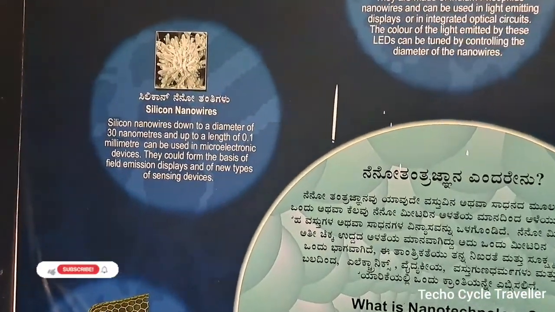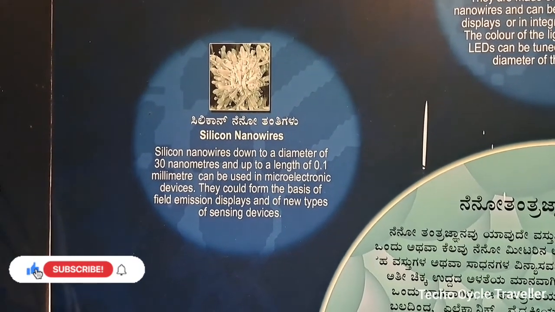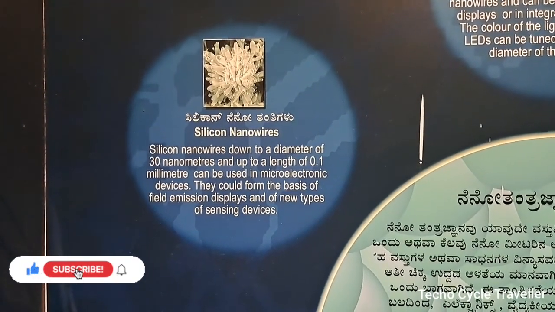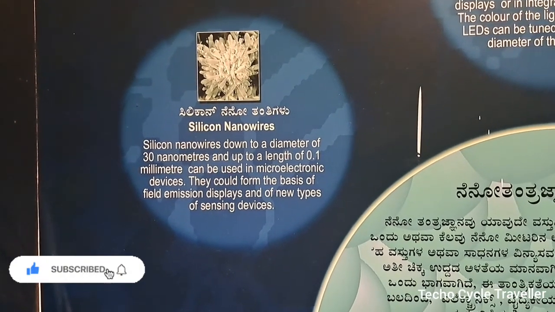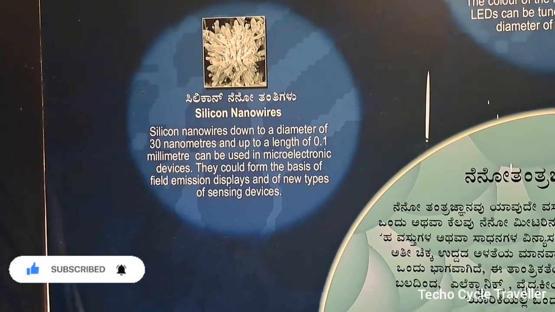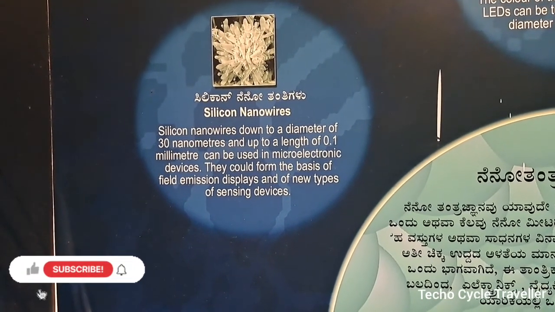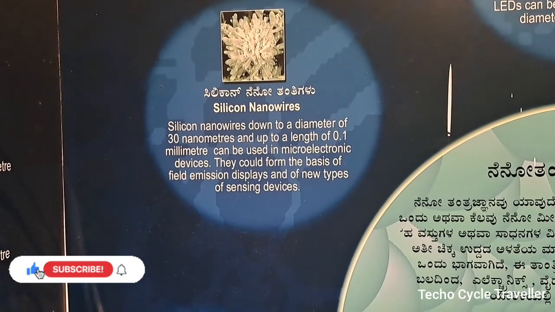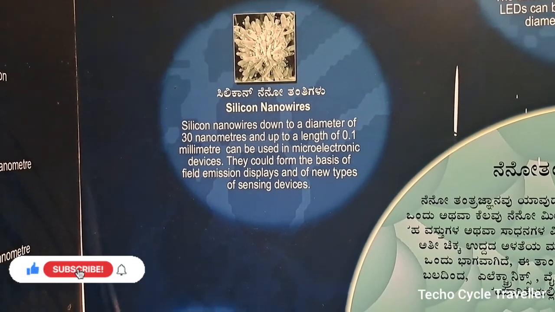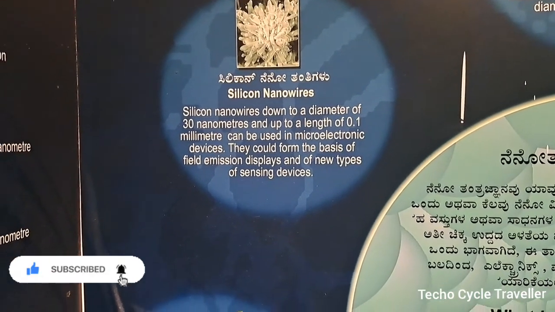Silicon nanowires. Silicon nanowires down to a diameter of 30 nanometers and up to a length of 0.1 millimeter can be used in microelectronic devices. They could form the basis of field emission displays and of new types of sensing devices.